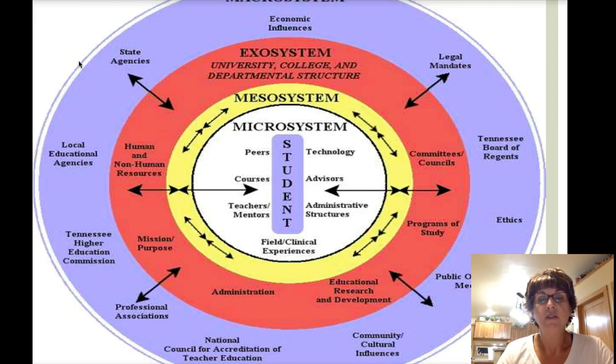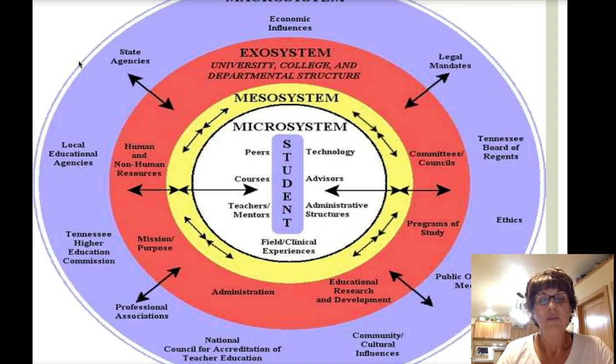This schematic kind of shows, if you think of yourself as the student, and think of the things that affect you: your peers, the courses, technology, advisors, teachers and mentors, and the administrative structures, and then eventually your clinical experiences. If you look a little bit farther out, everything about the university or college and its structure also affects you as the student.